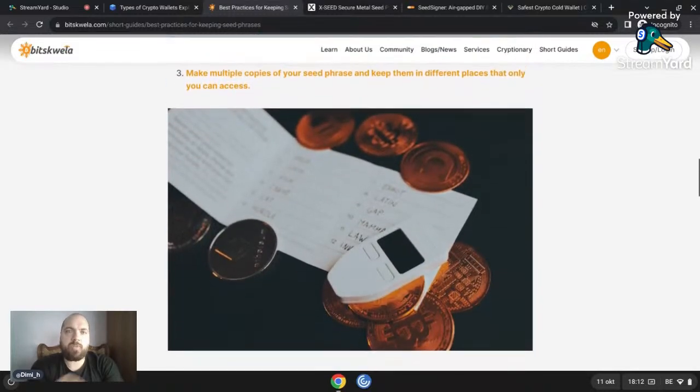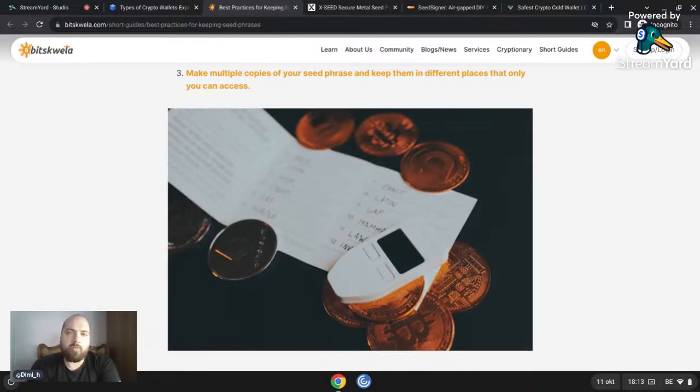Now, make multiple copies of your seed phrase and keep them in different places that only you can access. Now, this is a safety tip, but it is at the same time a double-edged sword. The more copies you make of your seed phrase, the higher the chance someone else might find your seed phrase. The fewer copies exist, the safer it is, but at the same time, the risk also increases that you might lose it. So, in a certain sense, you will need to contemplate a little bit.